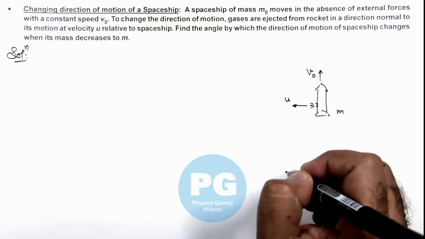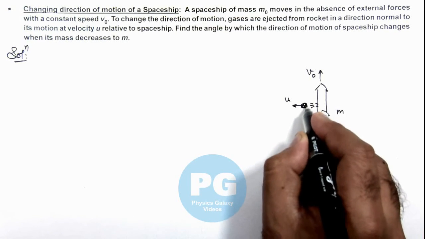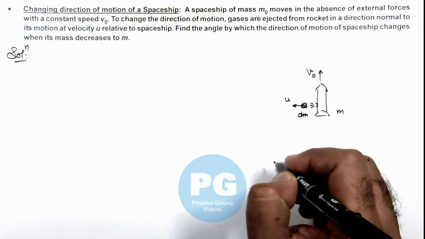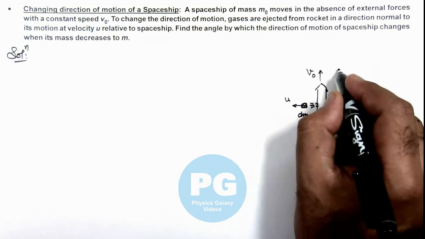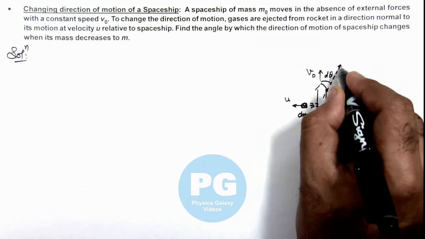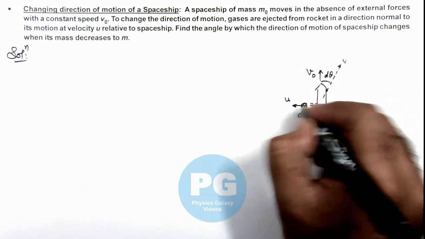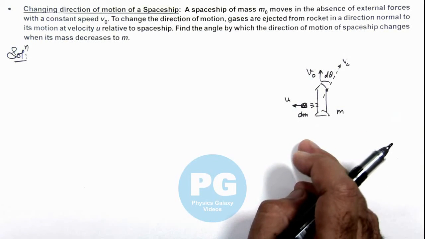to the rocket. Then we can see in a time dt a mass dm of gases is ejected out, due to which it experiences an impulse in the opposite direction, and say the velocity direction changes by an angle d theta. But as it is acting in the direction perpendicular, we can assume the speed remains constant.